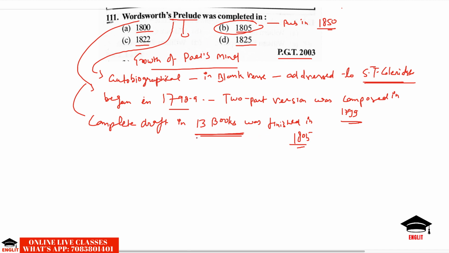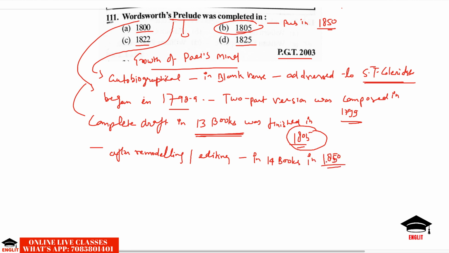So it was completed only in 13 books when it was completed in 1805. However, it was reworked, remodeled. And after reworking, remodeling or editing, the complete work was published in 14 books in 1850. This thing has to be kept in mind. When it was completed in 1805, it was in 13 books, and when it was published in 1850, it was in 14 books. The present title, The Prelude, was suggested by his sister Dorothy Wordsworth. Dorothy Wordsworth suggested the title The Prelude.